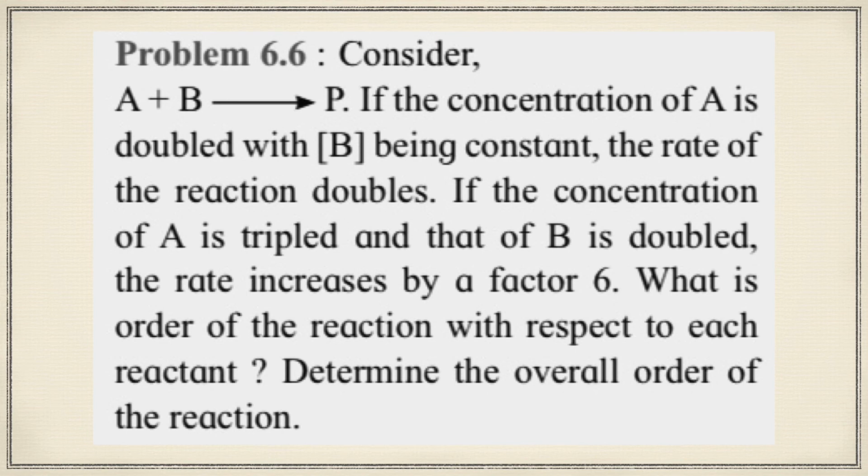Okay, so first we have to understand the problem. Here two conditions are given. Based on those conditions, we can find out what is X and Y, that is the order of the reaction with respect to each of the reactants. And once the order of each of the reactants is known, we can just add and find out the overall reaction order. Okay, so let's see the solution for this.